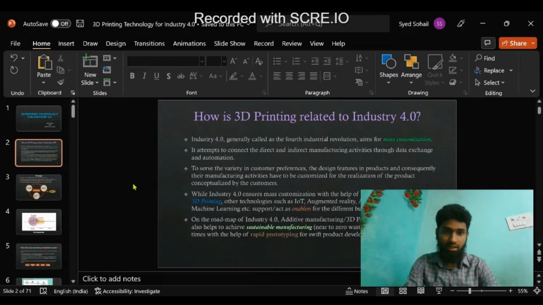Because we are adding layer by layer, we are not removing material, as opposed to subtractive manufacturing. Therefore we will have less wastage, and therefore swift product development cycles. We can have rapid prototypes, which will help us to accelerate the design cycle. So that is where the product development cycle is affected because of 3D printing, and that's how it affects sustainable manufacturing, as I explained.